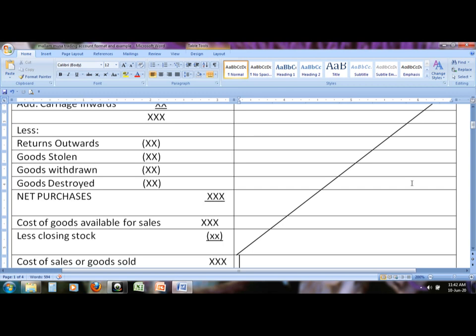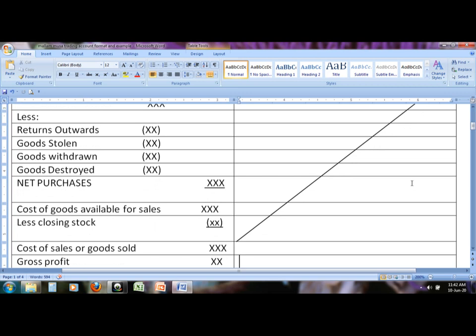From there, you now less closing stock. Those are the items you are going to find concerning a trading account. You look at the format very well. After deducting closing stock from the cost of goods available for sale, the amount you get is the cost of sales or cost of goods sold.